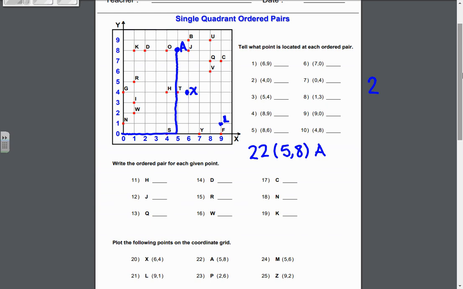Okay, you may now stop the video, and I would like you to go ahead and finish numbers 6 through 10, numbers 15 through 19, and then 23 through 25. When you are finished, please turn them into the bin. Thank you.